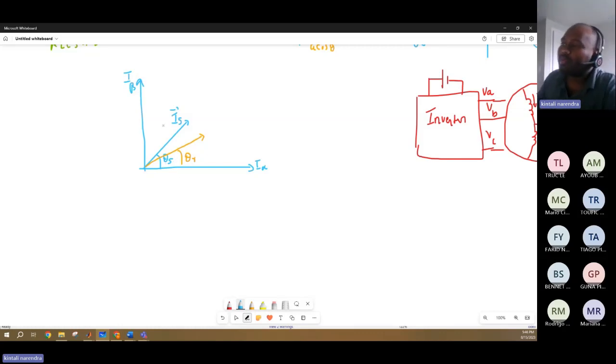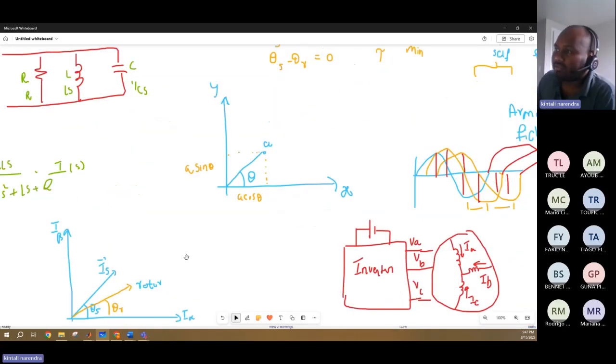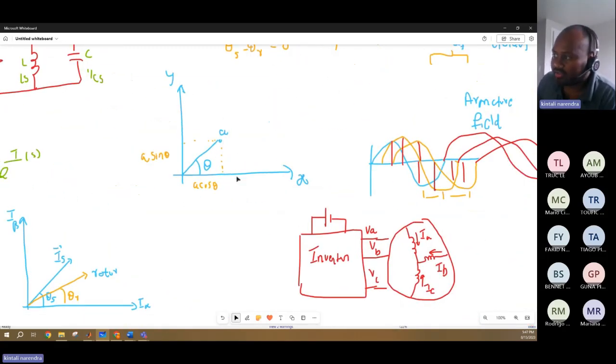Now what should I do? I need to make the angle between the rotor and stator 90 degrees. So for that, I will find the projections of IS on this theta R line. Okay, this is your rotor. Here, I found projections of A on this x-axis and this y-axis, right, guys? And they are given by A cos theta and A sin theta.